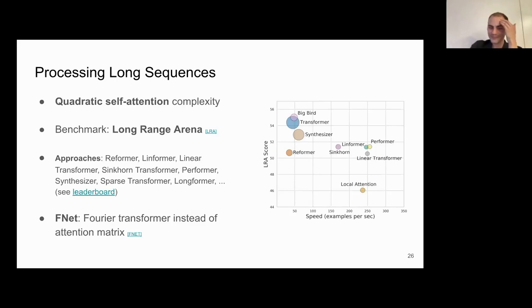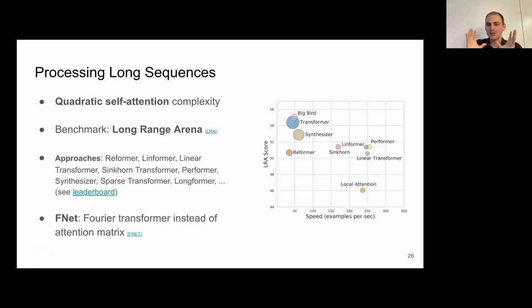The Performer tries to approximate the attention matrix and saves time that way. It's a really math-heavy paper, also an interesting one to check out, I think. And very recent, I just added this after giving the talk at Zalando, is the FNet. This was published about 2 weeks ago. It adds a Fourier transformation instead of the attention matrix. So it's a completely different approach. You say the model doesn't need to learn anymore from where to read in the sequence.